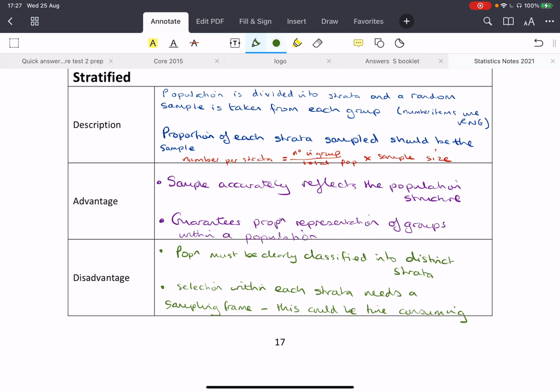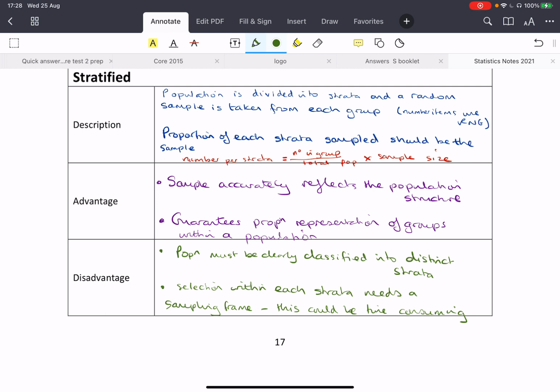Okay, so if we're back to our parent population of 200, and it's 150 females and 50 males, and we want a sample of 25, then we go 150 over 200 times 25 and 50 over 200 times 25 to find the numbers that we want from the males and the females, and then within the female and the male group we would subdivide the strata.